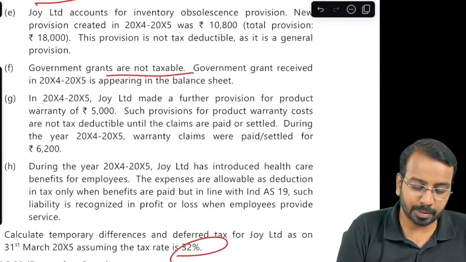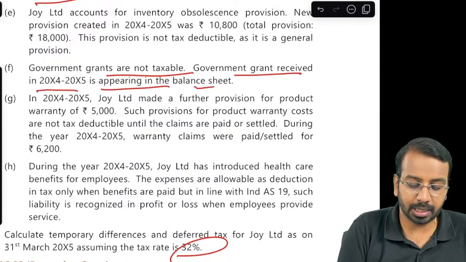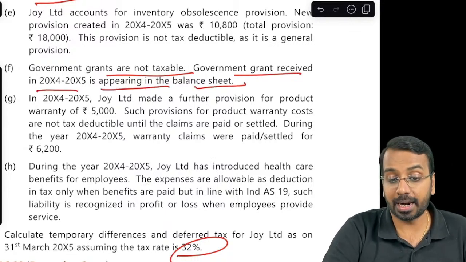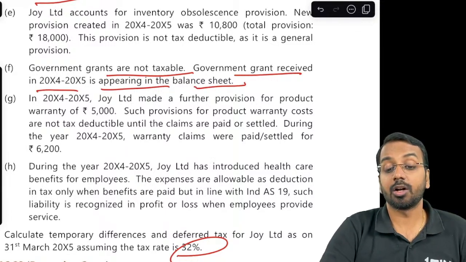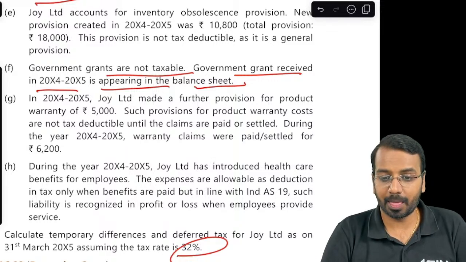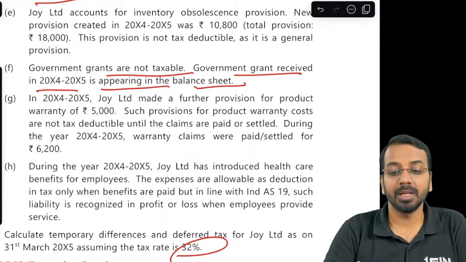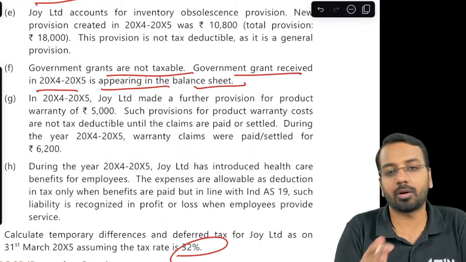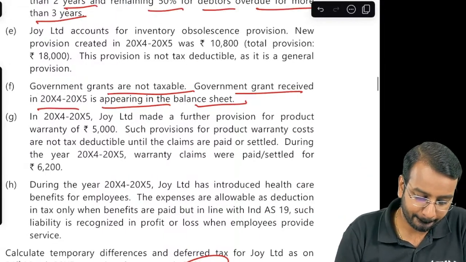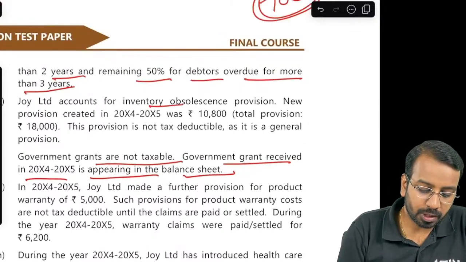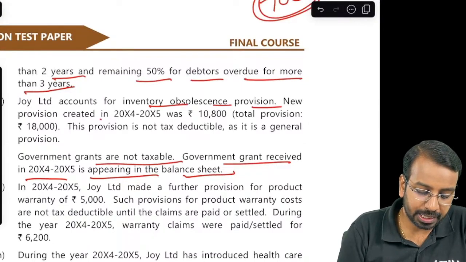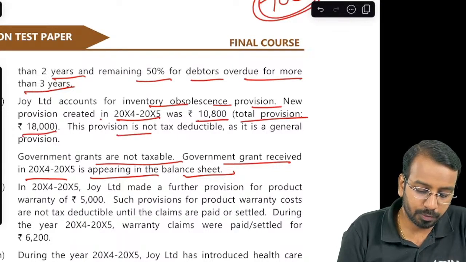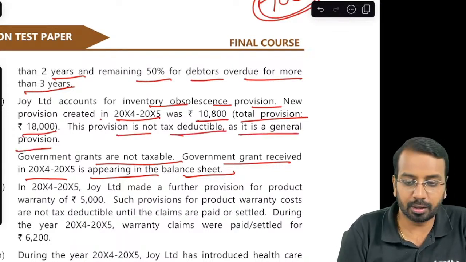Government grants are not taxable. Government grant received in 4.5 is appearing in the balance sheet. Now what I have said, as far as government grant is concerned, government grants are not taxable at all, right? Now, if government grants are not taxable, then they will not have any impact on deferred tax asset or deferred tax liability. Joy Limited accounts for inventory obsolescence provision. New provision created year 4.5 was 10,800. Total provision 18,000. Provision is not tax deductible as it is a general provision.